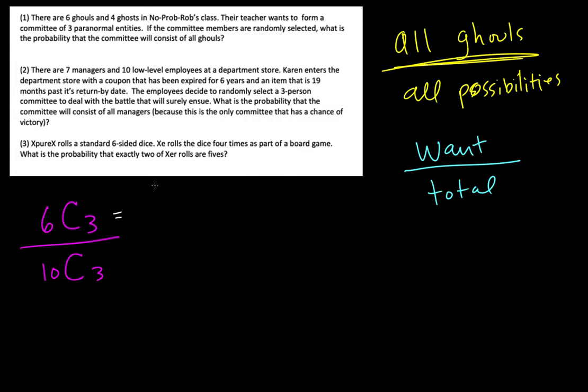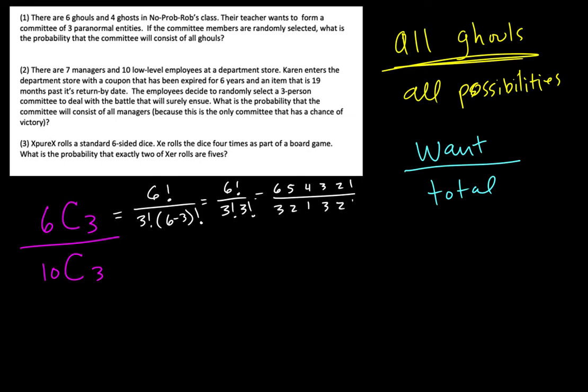which is going to be 6 factorial over 3 factorial times 6 minus 3 factorial. Look at one of the previous videos about permutations and combinations if you need to see that formula written out. Okay, and that's going to be 6 factorial over 3 factorial, 3 factorial, because 6 minus 3 is 3. 6, 5, 4, 3, 2, 1, over 3, 2, 1, 3, 2, 1. So we cross these out.